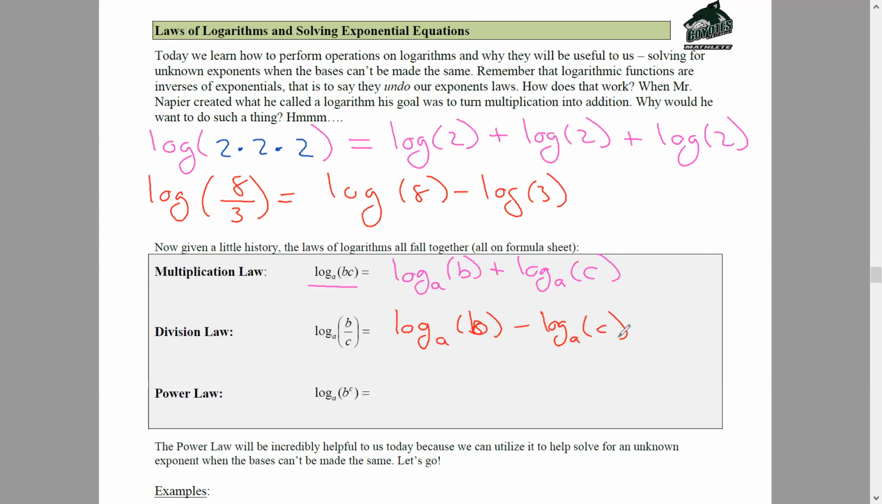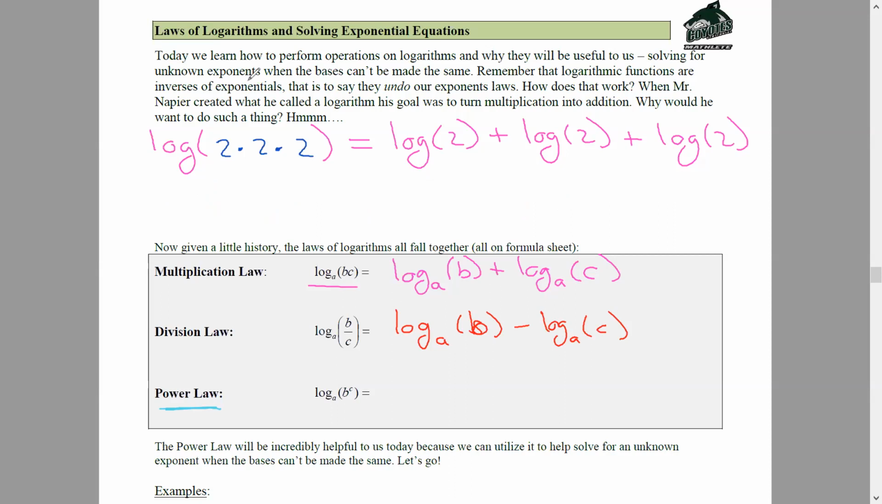All right. Now, the law that we're going to need to use the most is actually this bottom one here called the power law. So this one here, I'm going to show you where this comes from. So I'm going to go back up to here. And it all goes back to their goal of turning multiplication into addition. So log 2 times 2 times 2 is equal to log 2 plus log 2 plus log 2.